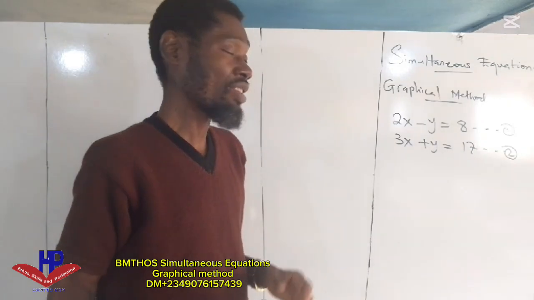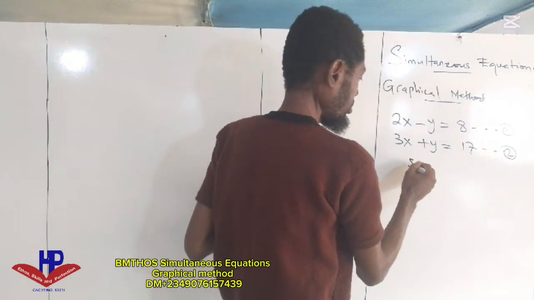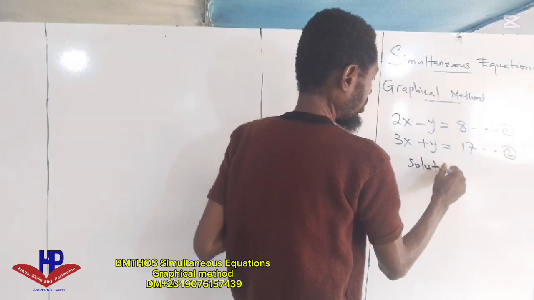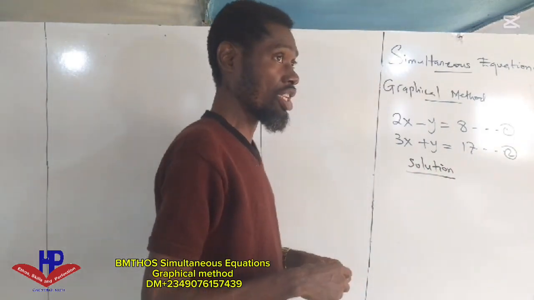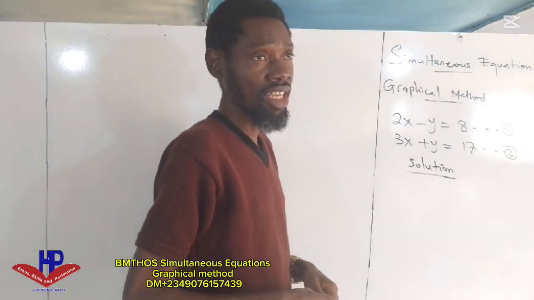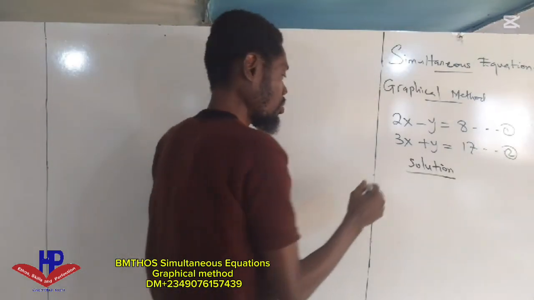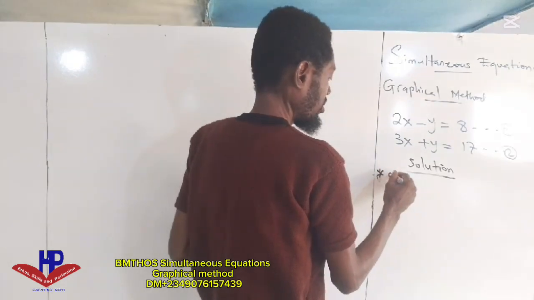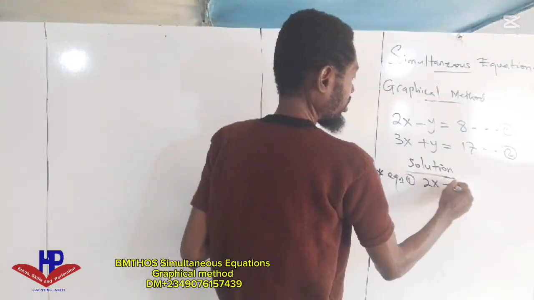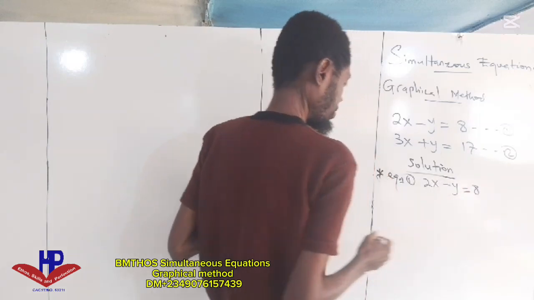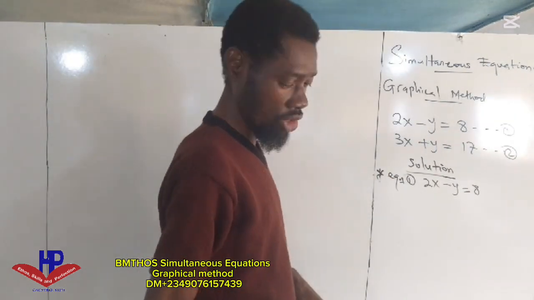So we'll be looking at the different equations to bring out the coordinates. In this equation, we'll be dealing with coordinates of x and y. So let's start with equation 1. From equation 1, 2x minus y is equal to 8.